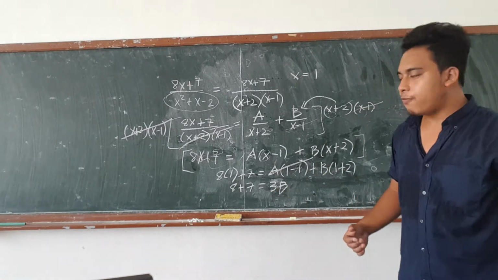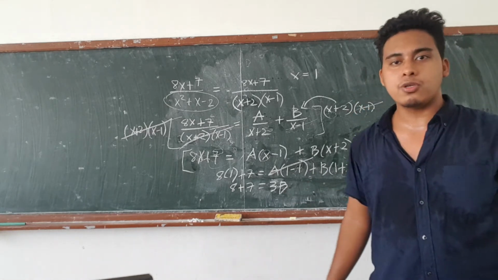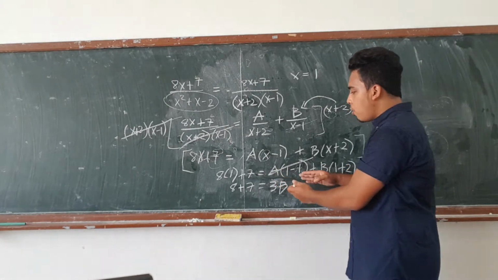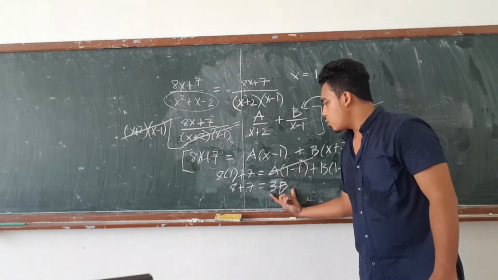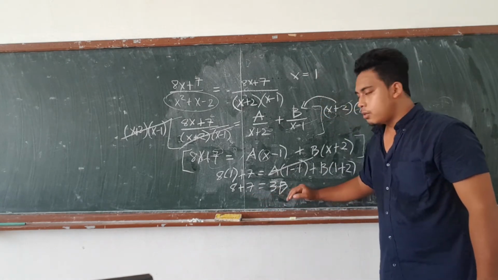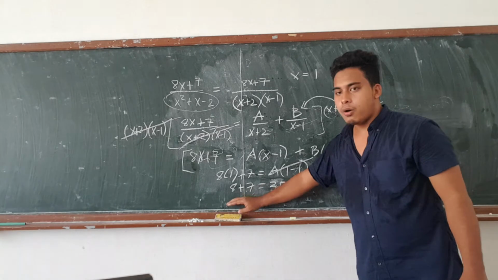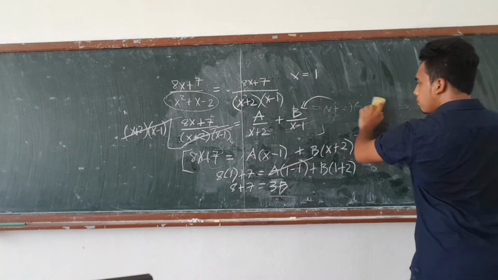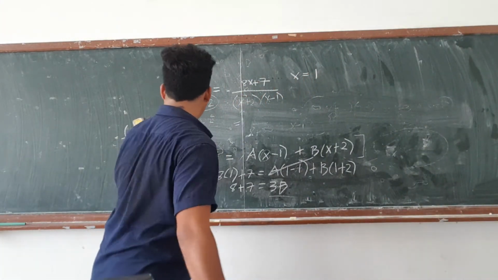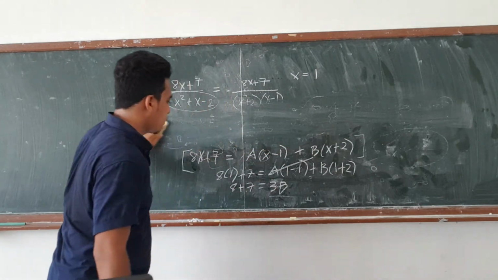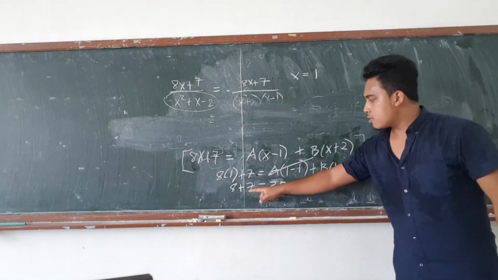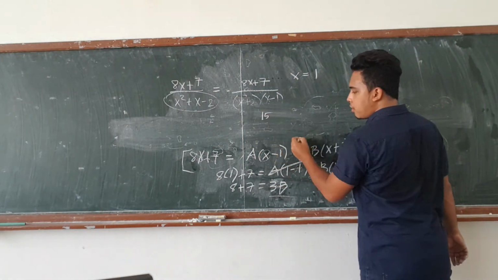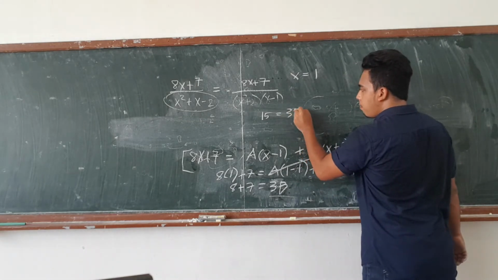So 3b. To find the value of b, so that we can then find the value of a. To find the value of a and b, we need to equate this one by dividing by 3 in every expression. So, for example, we have 8 plus 7 equals 3b. So 8 plus 7 is 15 equals 3b.